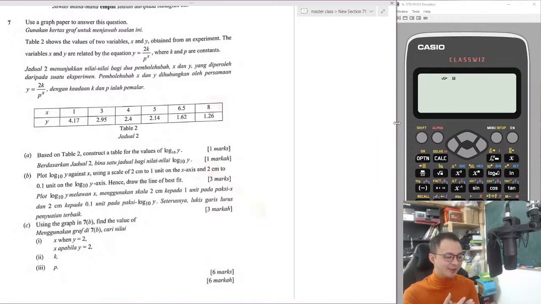Okay, number 7. Okay, this question. So whenever I see the linear law, I will always do the linear law because the linear law is basically very easy. It's a must-do question, okay? Because it's very easy to get marked.